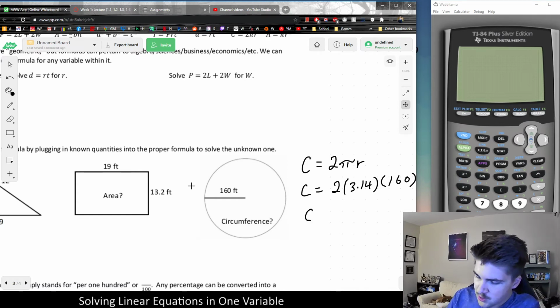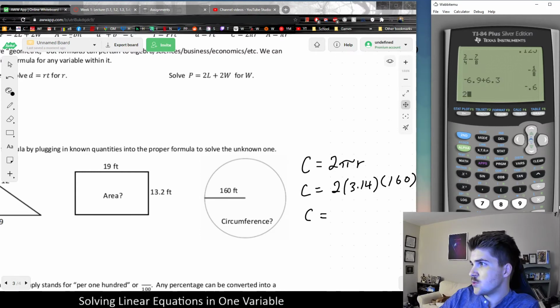But in this case, we're just multiplying everything together, and we can approximate 2 times pi. Another thing is your calculator actually has pi, a much more accurate approximation, within it. If you hit second, the caret sign, which is the exponent button, you can access pi right there. Times 160.